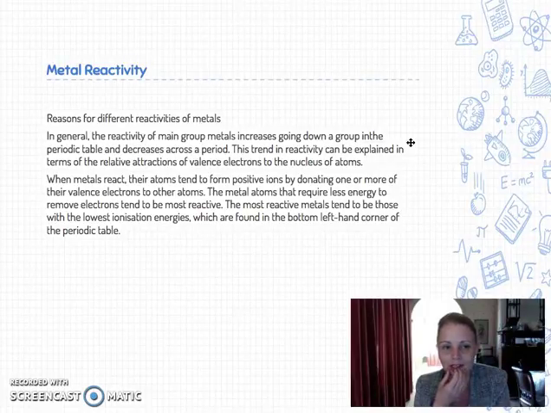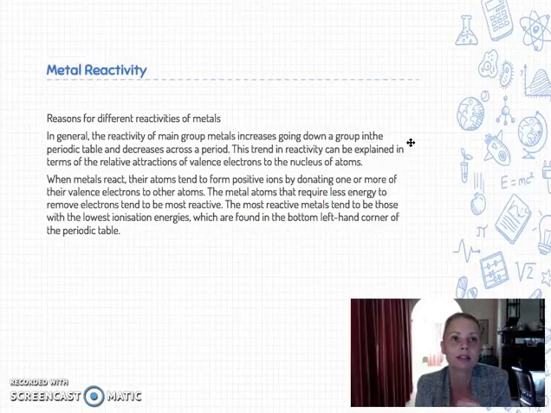This trend in reactivity is explained because of the relative attractions between the valence electrons, the outer shell electrons, and the nucleus. When metals react, they form positive ions or cations by donating or giving up their outer shell electrons. They're the ones involved in chemical reactions. The metal ions that require less energy to remove one electron tend to be the most reactive. And they're the ones with the lowest ionization energies, and they are at the bottom left-hand corner of the periodic table.